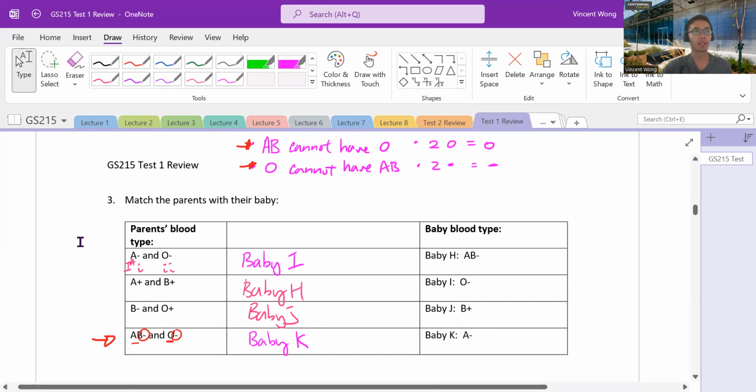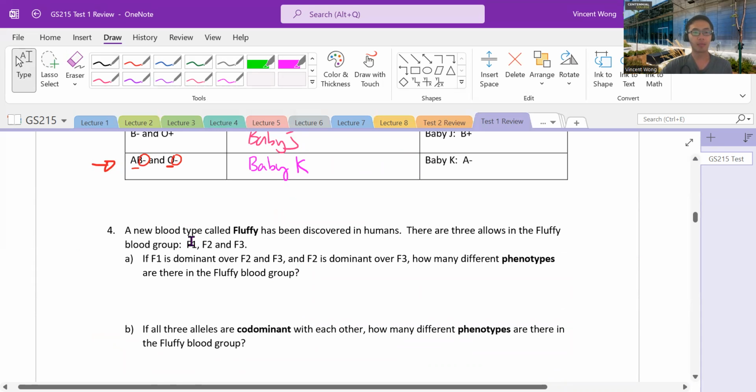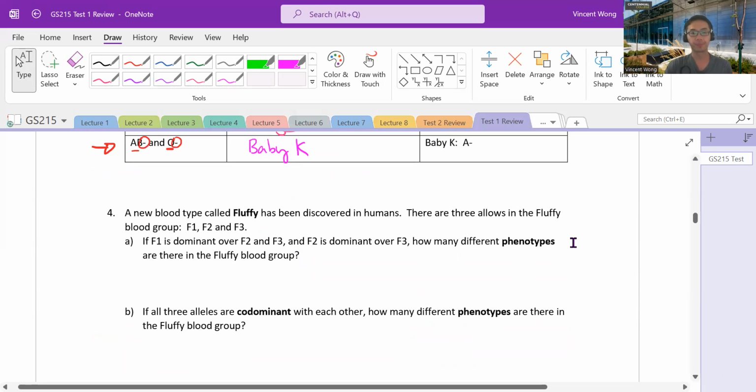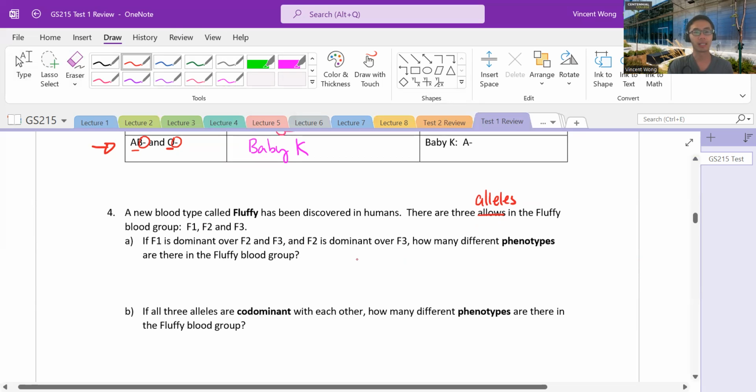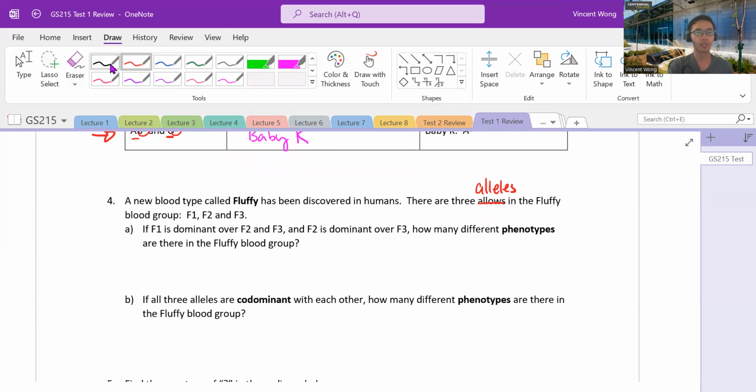Okay, thank you. A new blood type called fluffy has been discovered in humans. There are 3 alleles. Sorry, there's a typo here. There are 3 alleles in the fluffy blood group, 1, 2, and 3. If F1 is dominant over F2 and F3, and F2 is dominant over F3, how many different phenotypes are there in the fluffy blood group? This is something that we talked about in the lecture, right? We had a poll question similar to this. So let's go through it again.